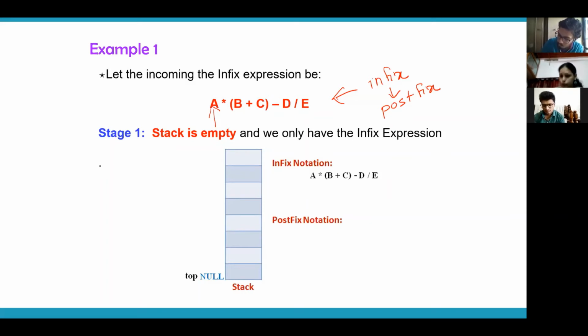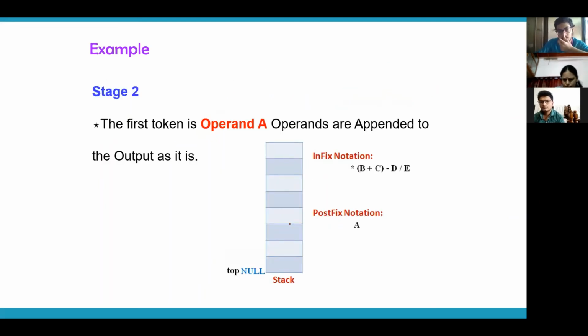Not stack, Q, output Q, postfix expression. Whenever it is an operand, you have to put it in the postfix expression or output Q. Okay, so this space here is your output Q or postfix expression. So whenever it is an operand, you will put that here. So you can see here, where did A go? A has come into the postfix notation, A has come here.